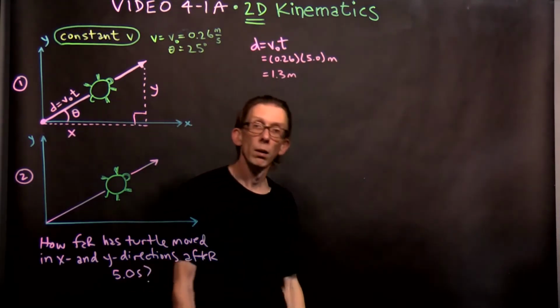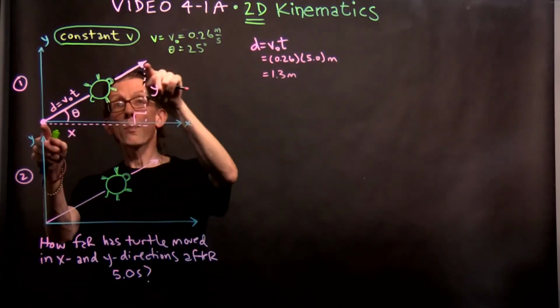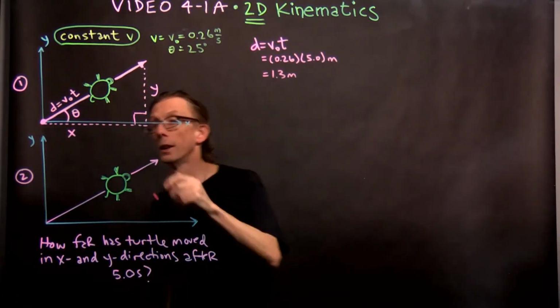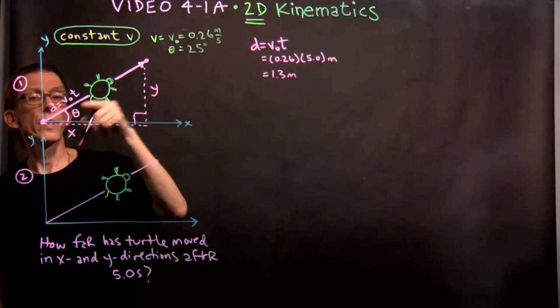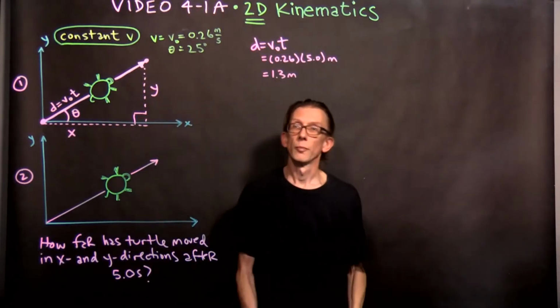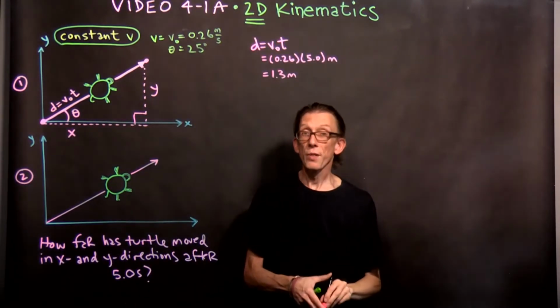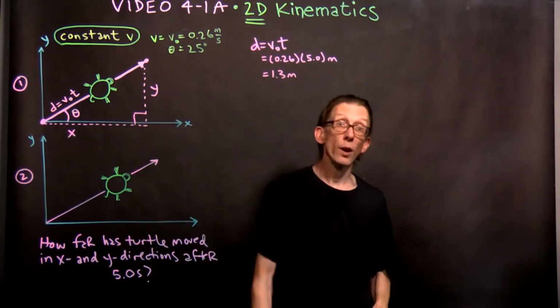That's how far, that's the length of this line here. 1.3 meters. That's how far from the origin to the end point right there. That length, that distance there is 1.3 meters. That's one thing we need to know. In order to find x and y, we need to know d.